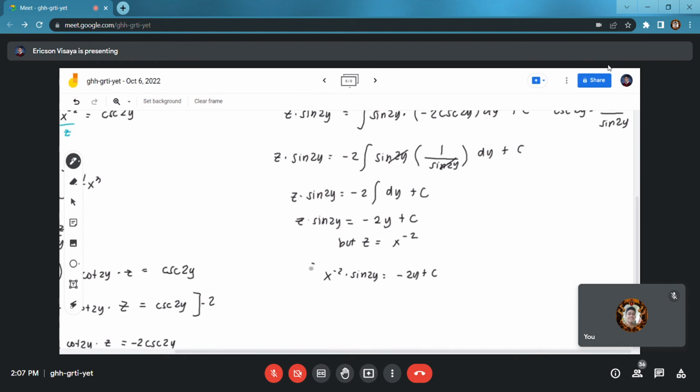Then divide both sides ng ating sine 2y. So, 1 over sine 2y. Ayan. So, x raised to negative 2 is equal to negative 2y plus c all over ang ating sine 2y, or x raised to negative 2 is equal to the quantity negative 2y plus c times ang ating 1 over sine 2y, that is cosecant 2y. Bali, ito na yung sagot.